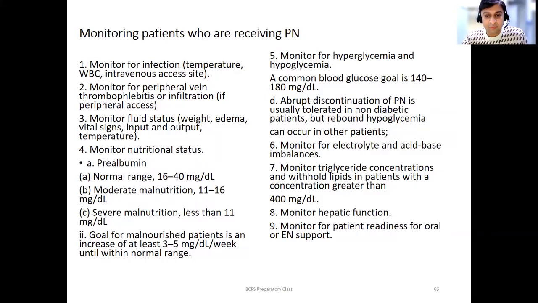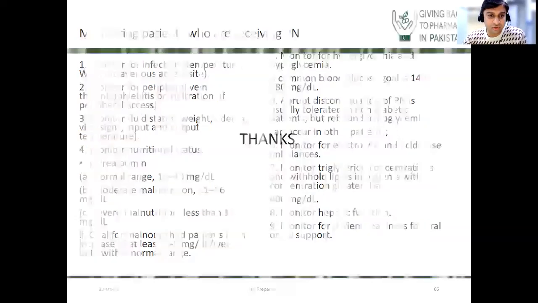So do not abruptly discontinue PN in patients who have been on long-term TPN, because it can cause rebound hypoglycemia, especially in pediatric and neonate patients. This can be very dangerous, so always taper the TPN, and when the oral route is well established, then you discontinue it. Monitor electrolytes and acid base, triglycerides, and hepatic function, and monitor the patient's readiness for oral or EN support.